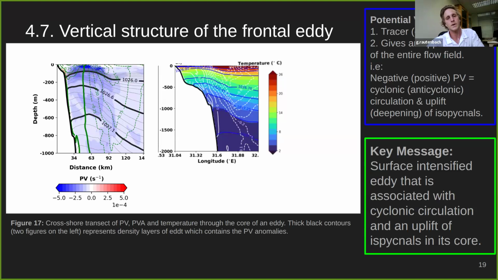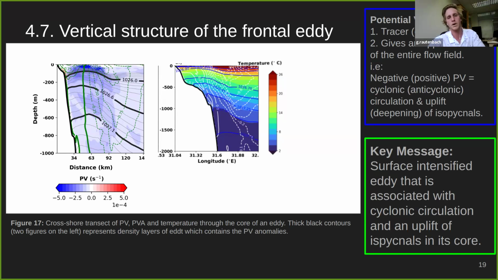Obviously the opposite is true in the case of positive. Sorry, I messed up here. Negative potential vorticity is cyclonic, which is clockwise rotating, and it leads to uplifting the isopycnals. Whereas the opposite is true for positive potential vorticity, where you'll have anticyclonic circulation and a deepening of the isopycnals.